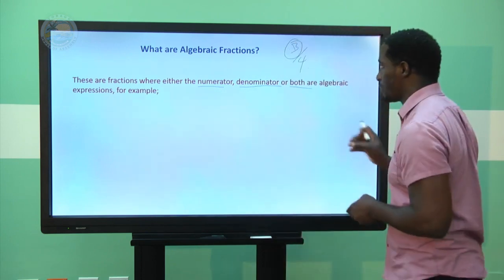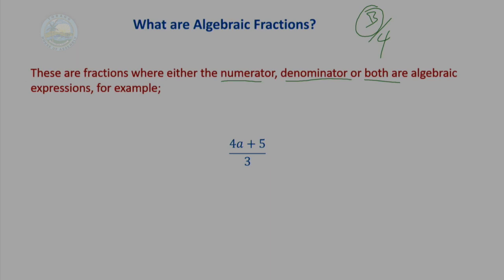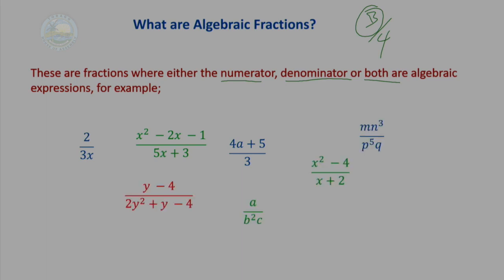Some examples of those are these. For (4a plus 3) upon 5, you recognize above the vinculum, I have 4a plus 3. And if you had seen one of our previous videos, you would know that 4a plus 3 is an algebraic expression. So here, in the numerator, we have an algebraic expression. This here is an algebraic fraction. Other algebraic fractions are 2 upon 3x. Here, the 3x is an algebraic expression. And all of these here are examples of algebraic fractions. So now we know what algebraic fractions are.